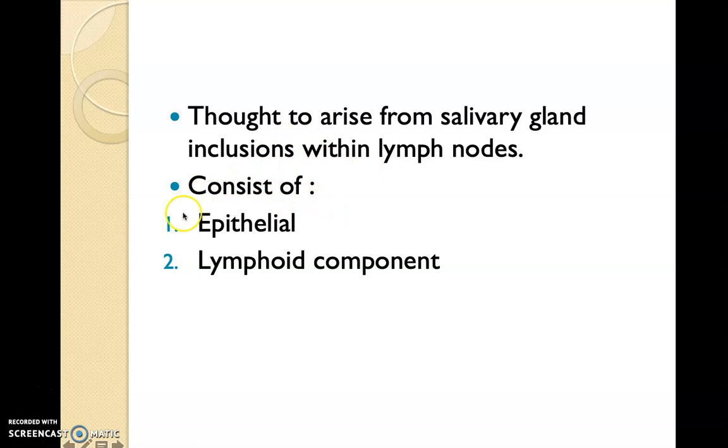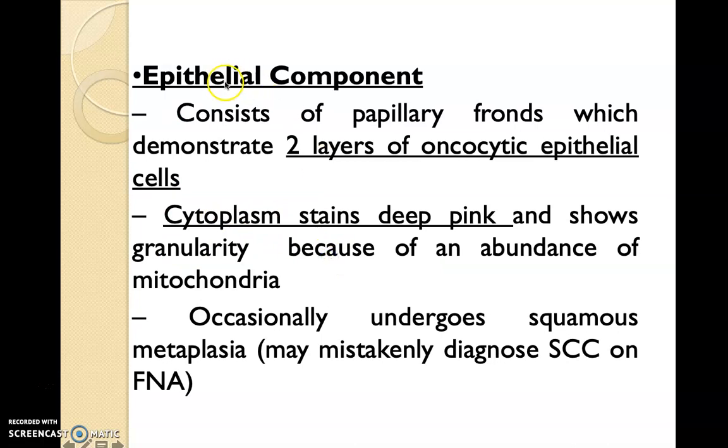So it must have two types of component. First is the epithelial and the lymphoid component. Okay, so the epithelial component. This is the very important histological feature of Warthin's tumor. The epithelial component will have 2 layers of oncocytic epithelial cells. Okay, so the epithelial cells that I'm going to show you later will be 2 layers, one is the luminal and one is the basal. I'm going to show you later. The cytoplasm will stain deep pink.